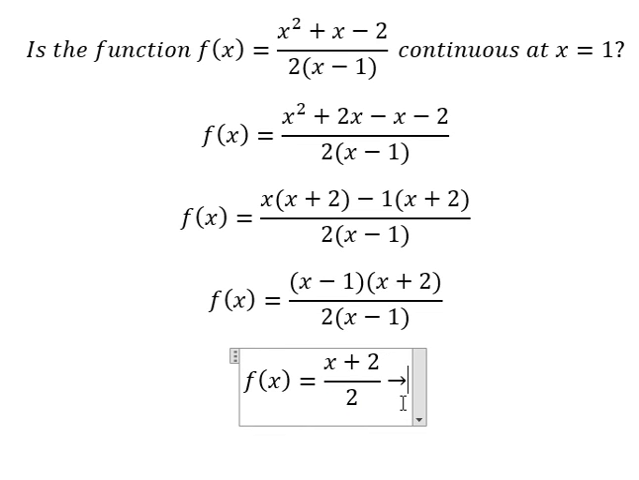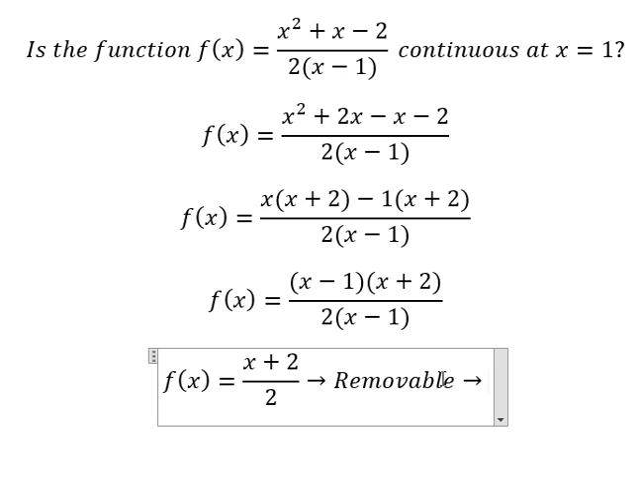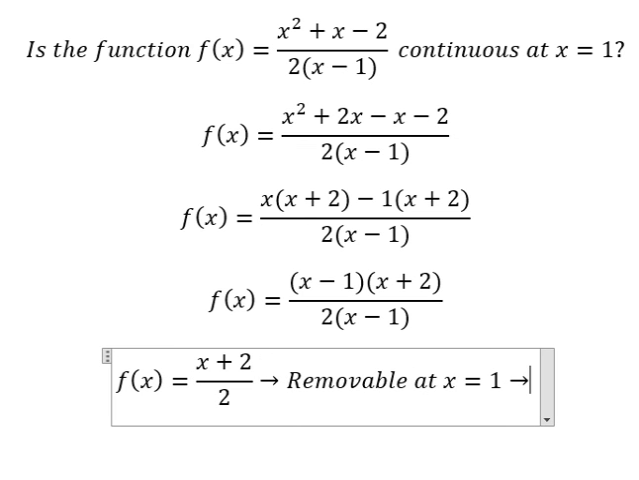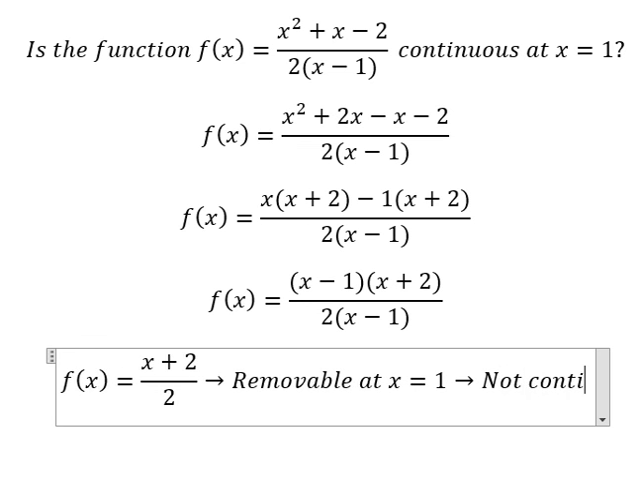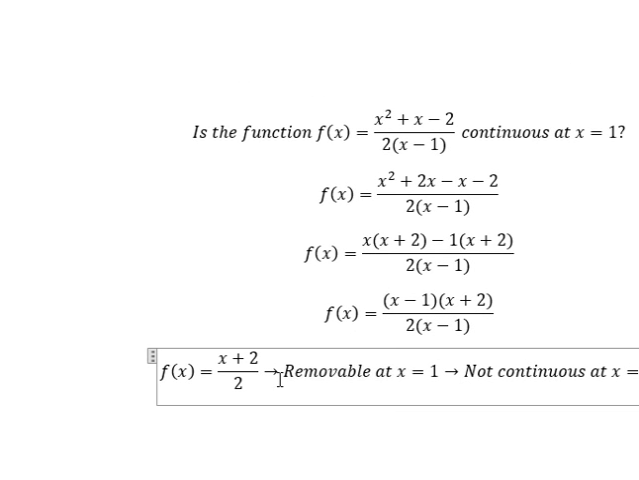that means in this situation, this is about removable. Because this is about removable at x equal to number 1. So we can conclude that this is about not continuous at x equals to number 1 because we have removable.